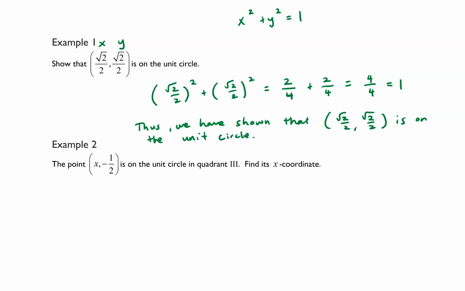Okay. Example 2 says the point x comma negative 1/2 is on the unit circle in quadrant 3. Find its x coordinate. So notice here that the y coordinate is negative 1/2 and the x value, we don't know what it is. We're trying to figure it out, but it tells us that it's in quadrant 3.